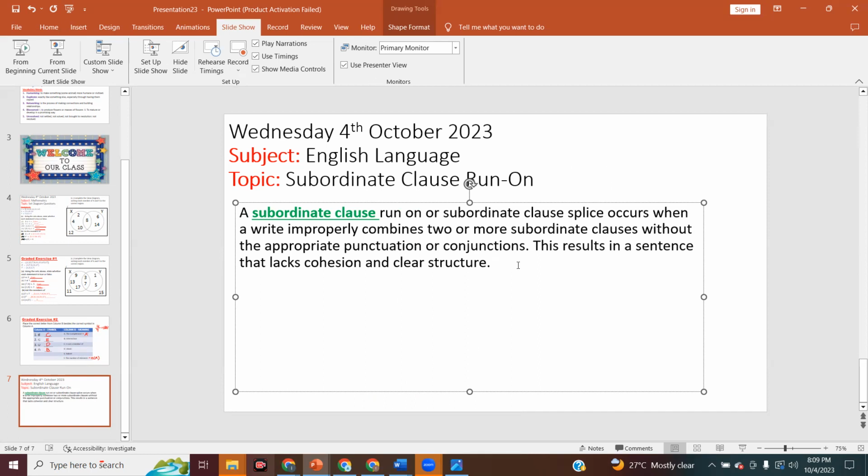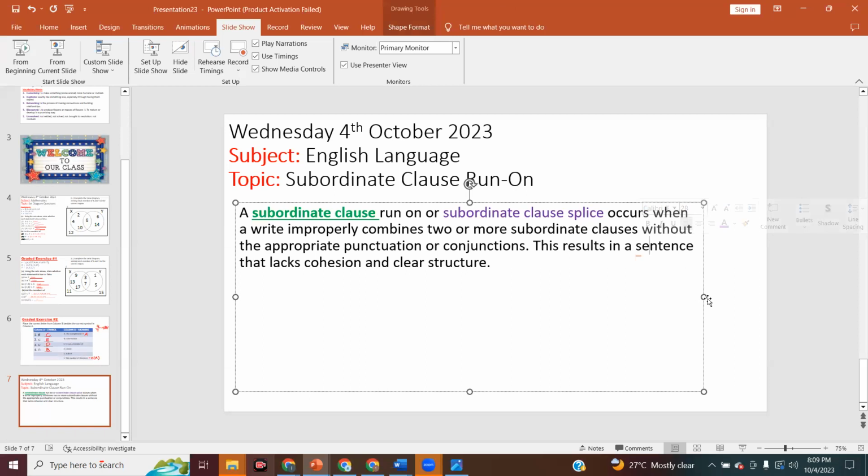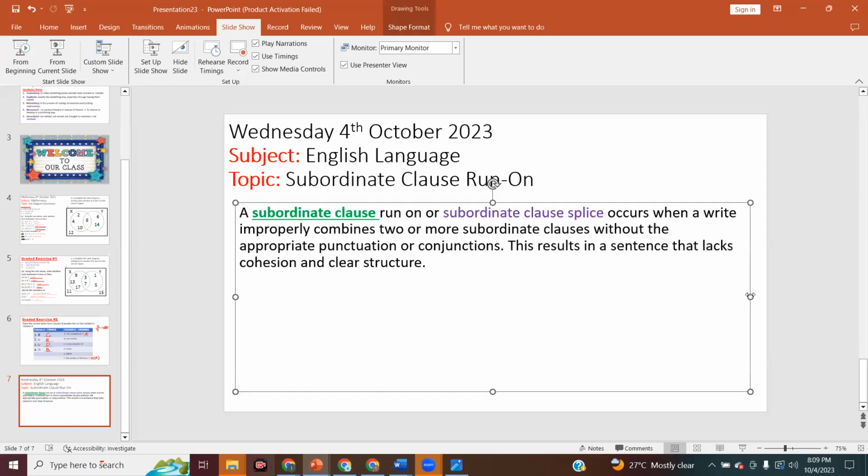So a subordinate run-on clause or a subordinate comma splice is when we combine two dependent clauses or two subordinate clauses without using the right punctuation. So we can have two subordinate clauses or two dependent clauses combined, and they have the wrong punctuation or conjunction or connecting words. Or we can have a dependent clause and an independent clause come together, and when we combine them wrong, that's called a subordinate clause run on.